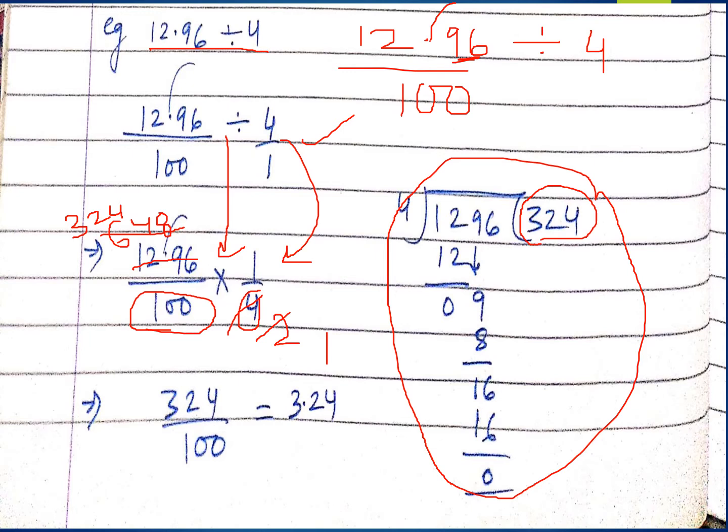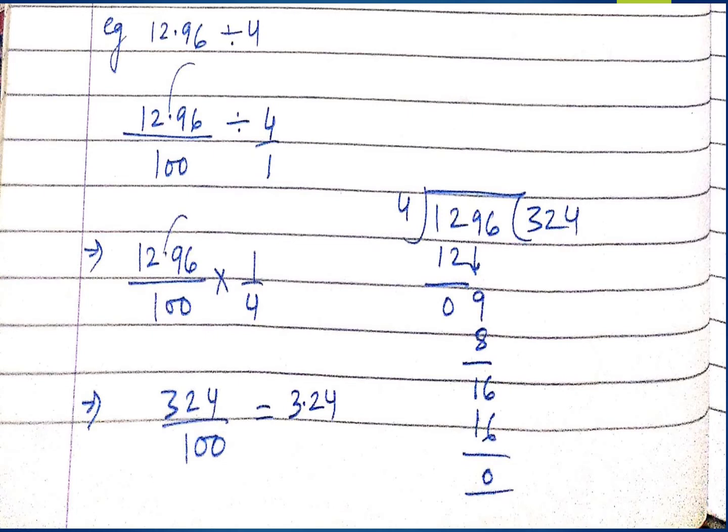So the final answer is 324 upon 100. Again cut the zeros, count from the end, 1, 2, put a decimal over here. So the answer is 3.24. So it is the same as the last process that we have done for fraction division. The only thing is we have to make decimals into fractions and then the same process is to be followed. Okay.